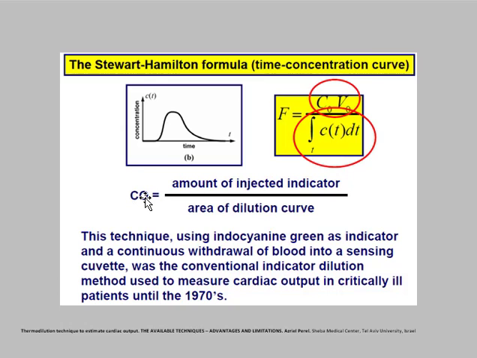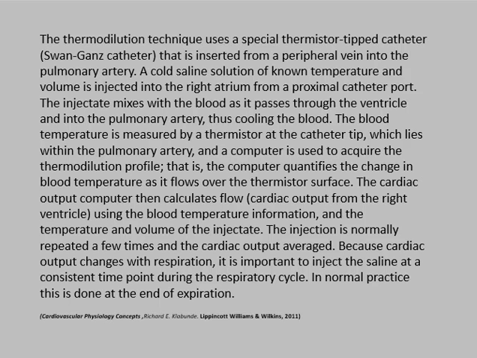In short, cardiac output is a simple formula that equals, in simple terms, the amount of injected indicator over the area of the dilution curve. Obviously, the mathematics are a little more complex, and we will never have to work out the formula from first principles or even apply it at all. It's all done electronically. The original technique used indocyanine green as an indicator, and continuous withdrawal of blood into a sensing cuvette was the conventional method used to measure cardiac output in patients until the 1970s. We no longer use dye, we use temperature with advances in technology.